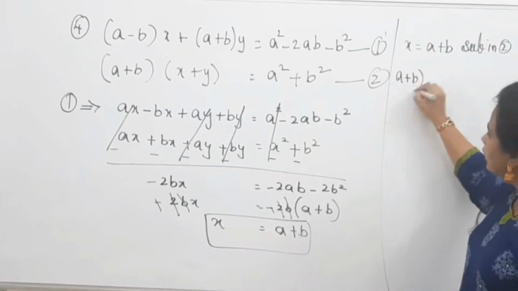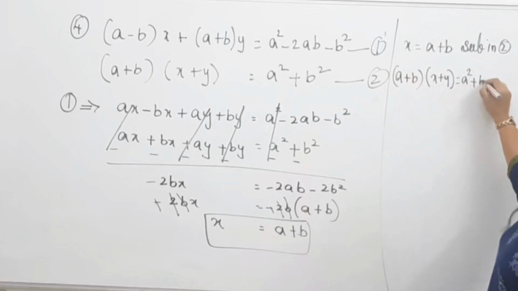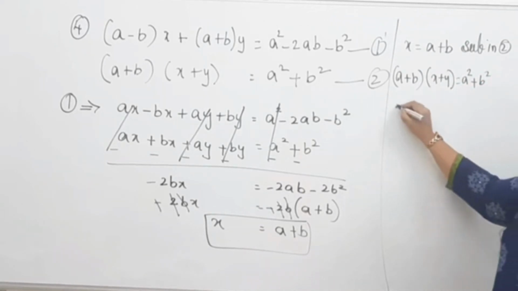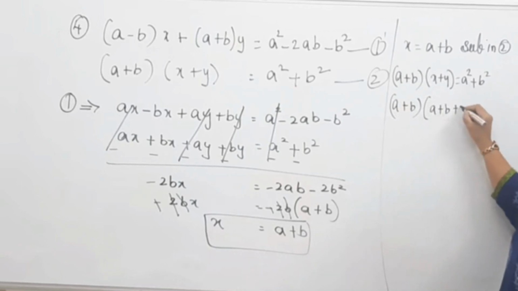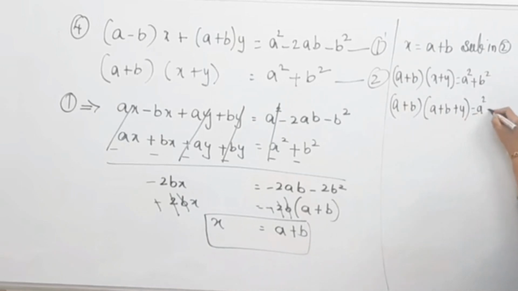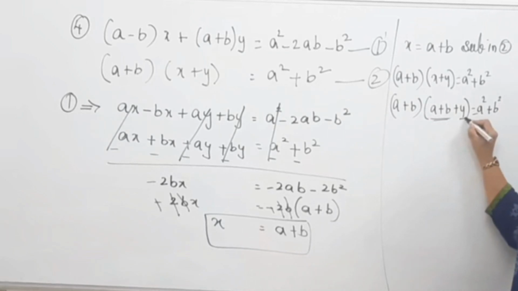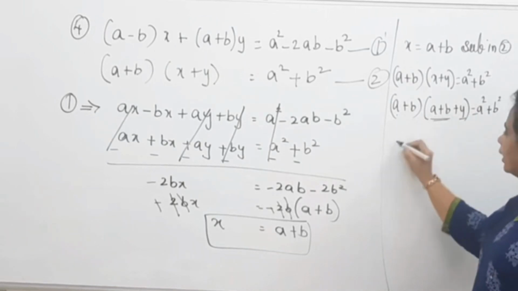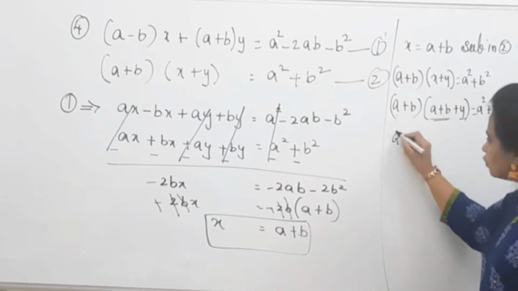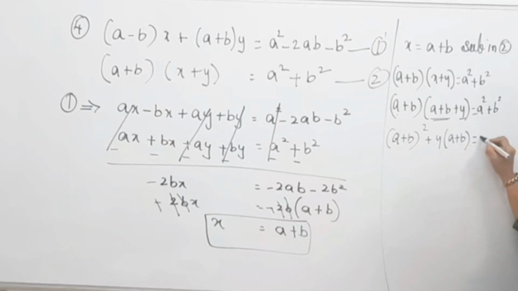That is (a plus b) into (x plus y) is equal to a square plus b square. So, I'm going to substitute now. That is a plus b plus y is equal to a square plus b square. Children, please take this as one single term and this is another term. So I would multiply here (a plus b) the whole square plus y into (a plus b), which is equal to a square plus b square.